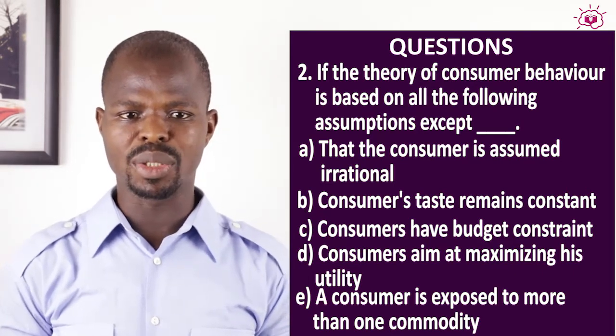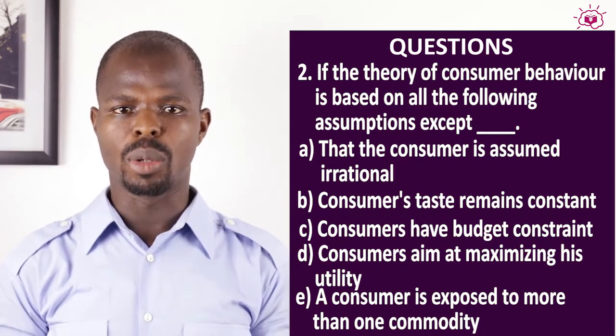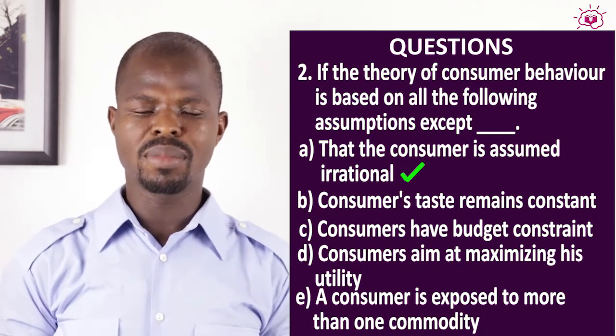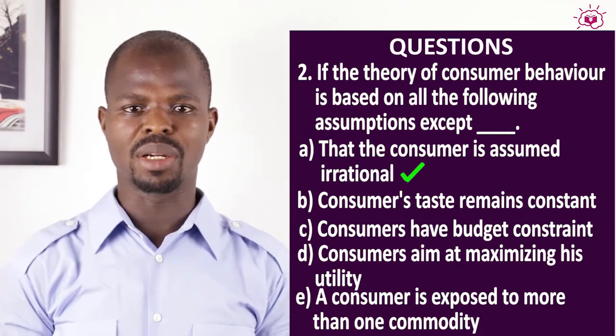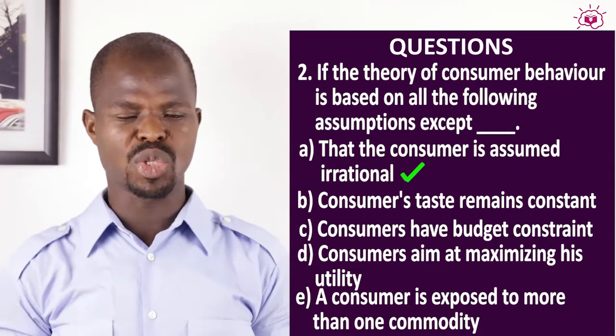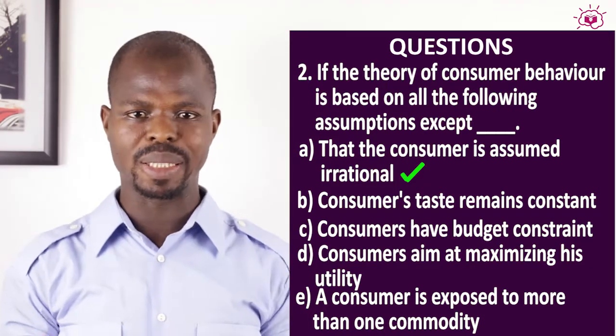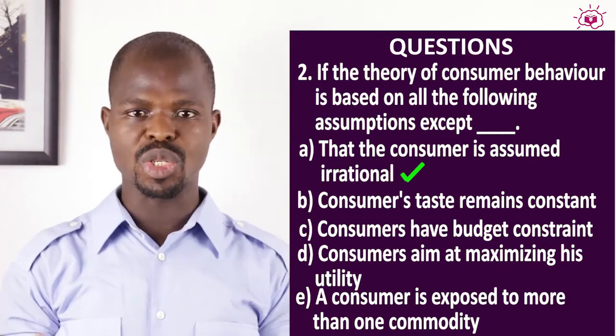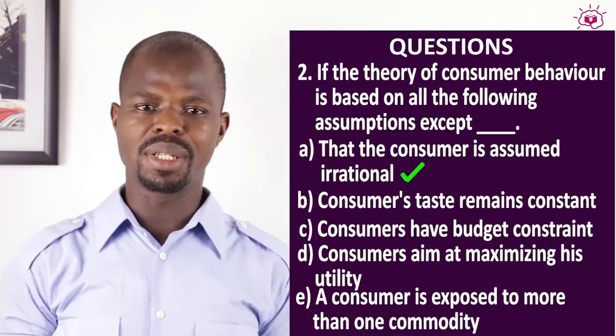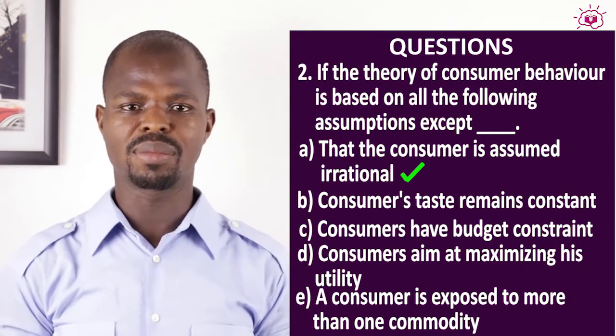The right answer to this question is option A, consumer is assumed irrational. Of course, the consumer is never assumed irrational because the question says except, that it does the following except. So a consumer is not assumed irrational, rather he is assumed to be rational.